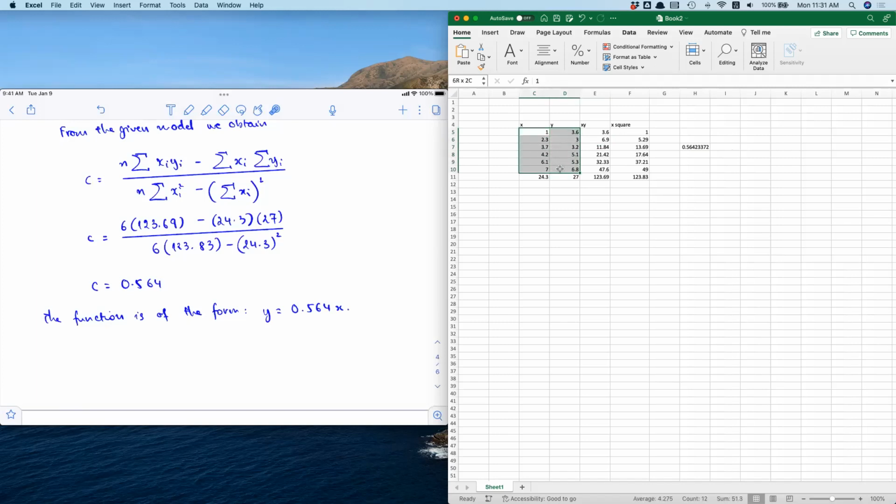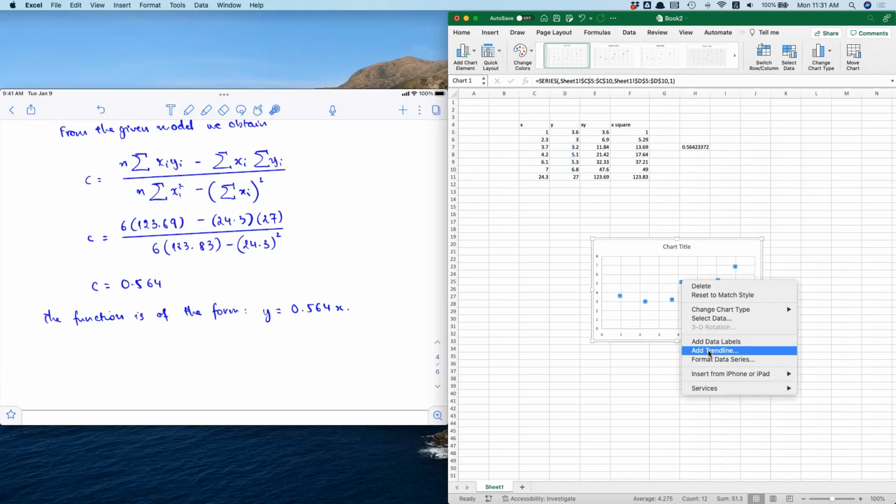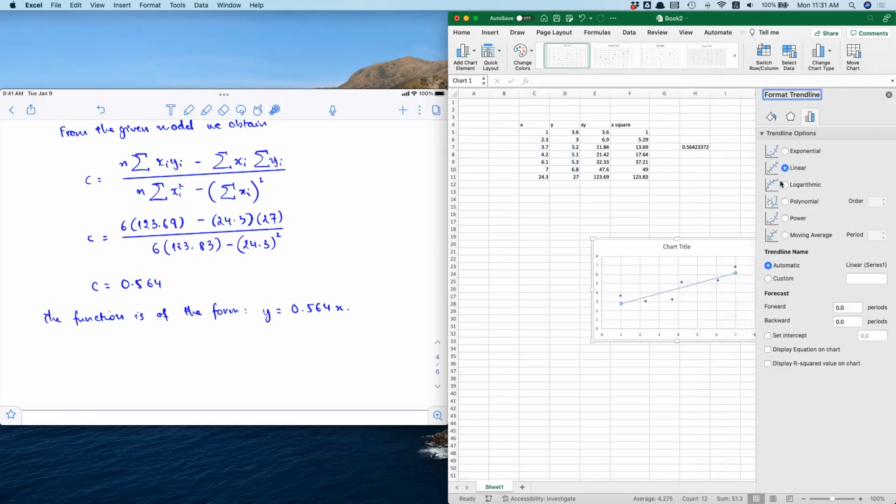So collect these two columns, hit insert, go to a scatter plot, hit this scatter plot, then click on any point here, right click, and select add trendline, and it's going to give you the value of the leading function here. And you can display the equation. So the idea is that you have the slope to be 0.564.